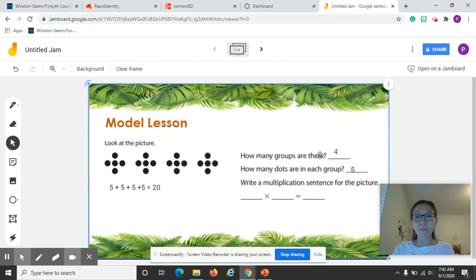To make the equation, begin with the number of groups. So I have 4 times the number of items in each group, 5. And 4 times 5 is 20. Now let's have another example.